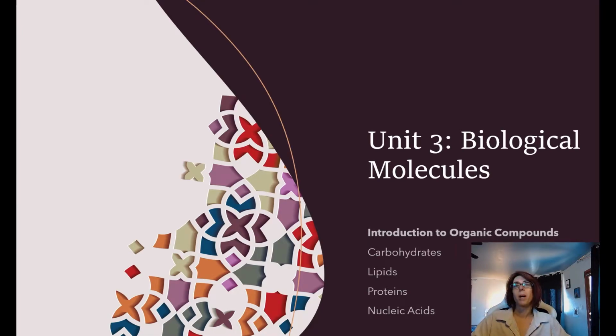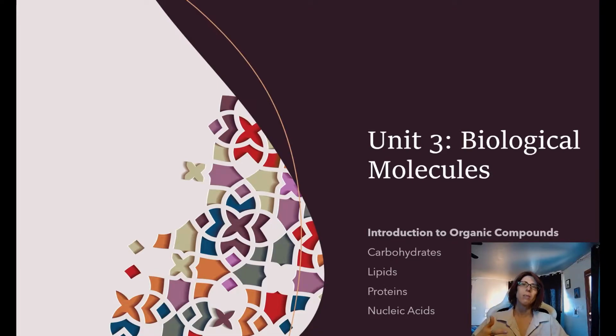This video is for my Biology for Health Sciences majors. We are on Unit 3, which is about biological molecules. So in Unit 2, we talked about atoms and how atoms form bonds with each other to build molecules. Now we're going to talk about the most important and the most abundant molecules that build cells, and cells are the most basic unit of life.